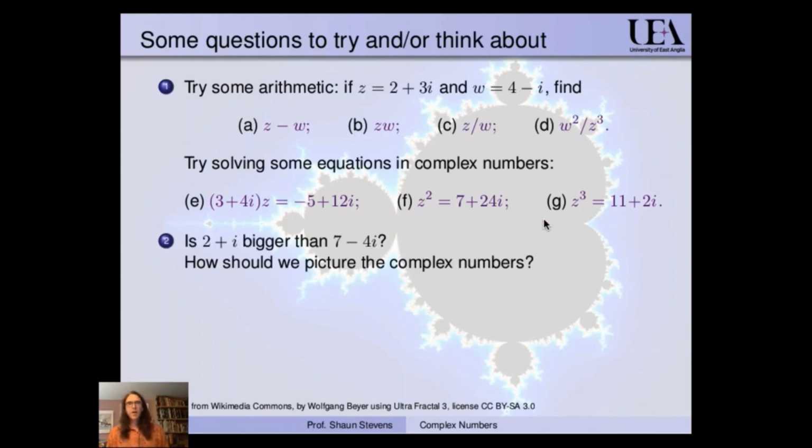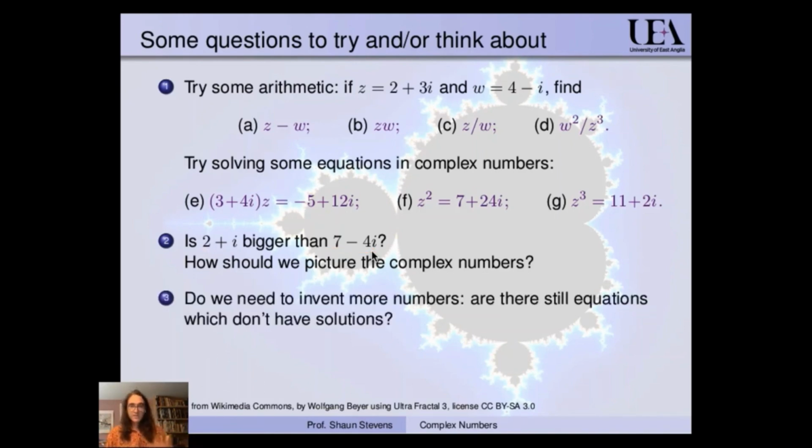Second thing. Okay, so we know about positive real numbers and negative real numbers. We know about how we can put the real numbers on a number line. We can talk about when one real number is bigger than another, and we can see that geometrically on the number line. It's further to the right. How does that work with complex numbers? So, for example, if I give you two complex numbers, can you tell me which one's bigger? And how should we picture the complex numbers? Where should we be thinking of?